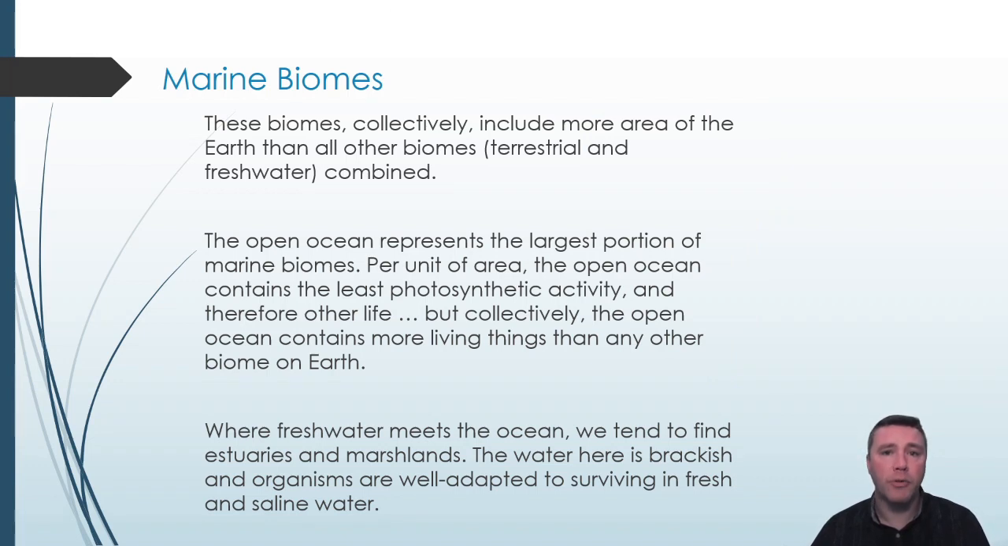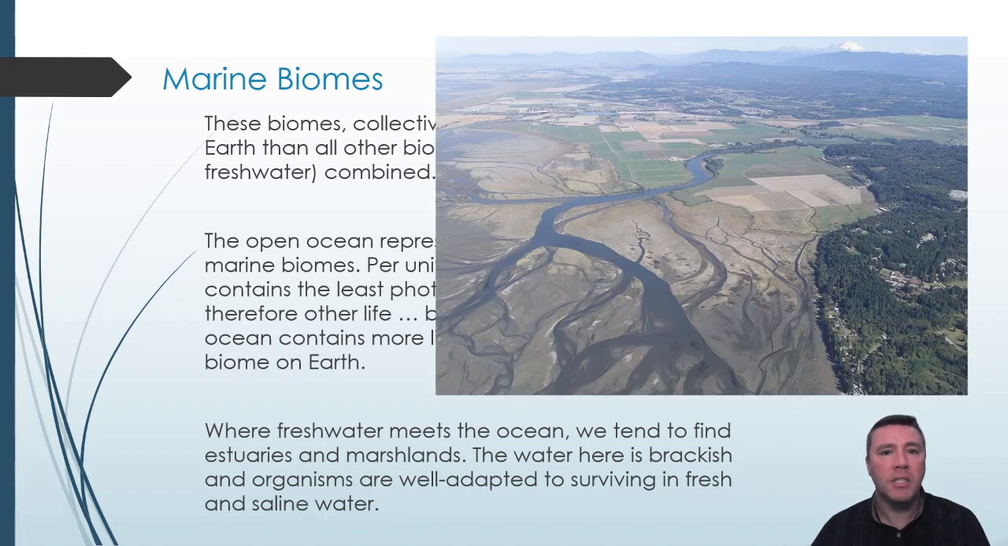As freshwater rivers and streams meet the ocean, this is where we tend to find water defined as brackish, not as salty as the ocean, but not considered fresh water. The types of plants and animals living in this kind of habitat are well adapted to tolerate the salinity present.